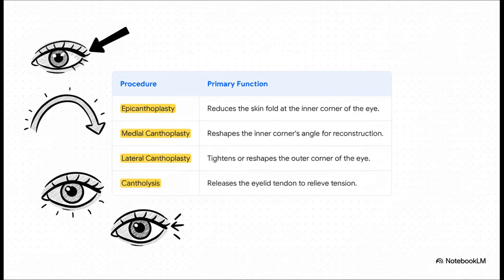This is often about tightening things up, giving the eye more support. Medial canthoplasty also works on that inner corner, but it's more about reshaping the angle itself. And finally, there's cantholysis. Think of this one as a release valve. It's a very specialized procedure to surgically release a tendon and relieve tension, usually in more complex reconstructive cases.